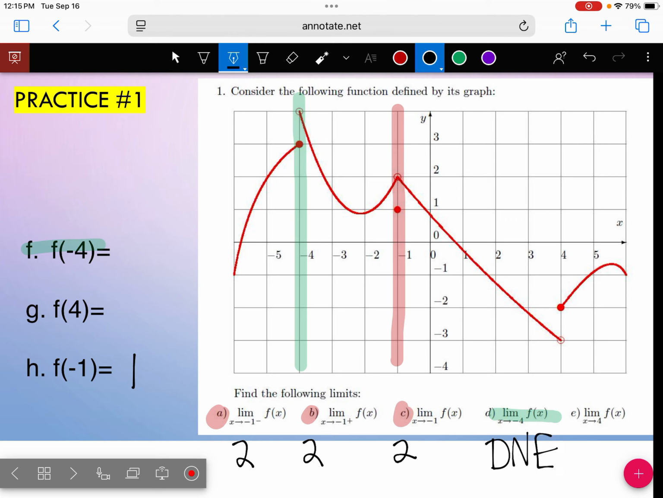But what would be the answer to F? 3. All right. And then we're going to move down to +4. So that's here, that's here, that's here. What's happening at +4? It's a jump. So again, if there is a jump, we don't have a limit. But we do have a close point, and that would be at -2.